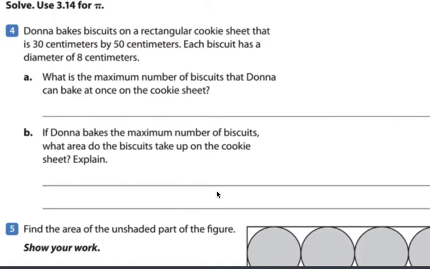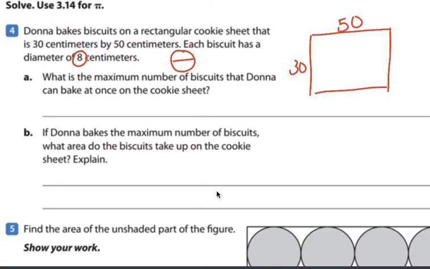On number 4, Donna bakes biscuits on a rectangular cookie sheet that is 30 centimeters by 50 centimeters. So here's my cookie sheet. It's 30 centimeters by 50 centimeters. Each biscuit has a diameter of 8 centimeters, so that means that across the center of the biscuit is 8 centimeters. What is the maximum number of biscuits that Donna can bake at once on the cookie sheet?